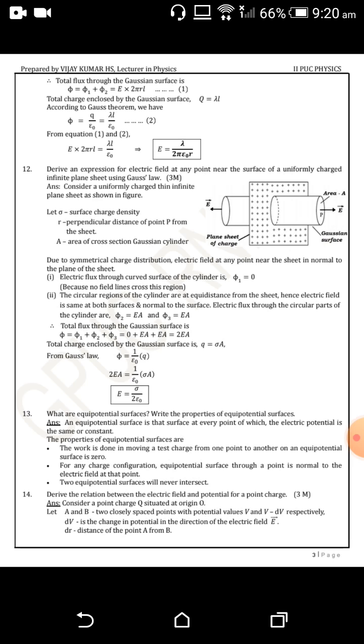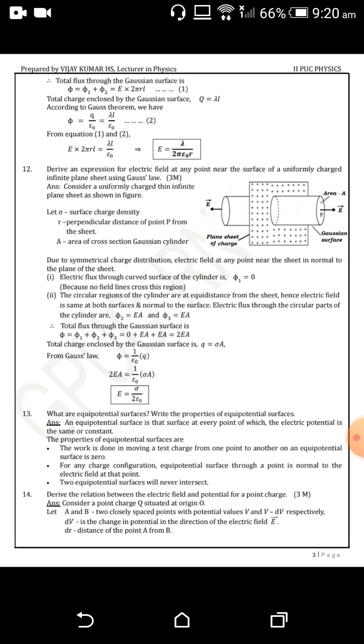What is an equipotential surface? It is a surface at every point of which the electric potential is the same or constant, where the value of electric potential remains the same. So that type of surface is called an equipotential surface.